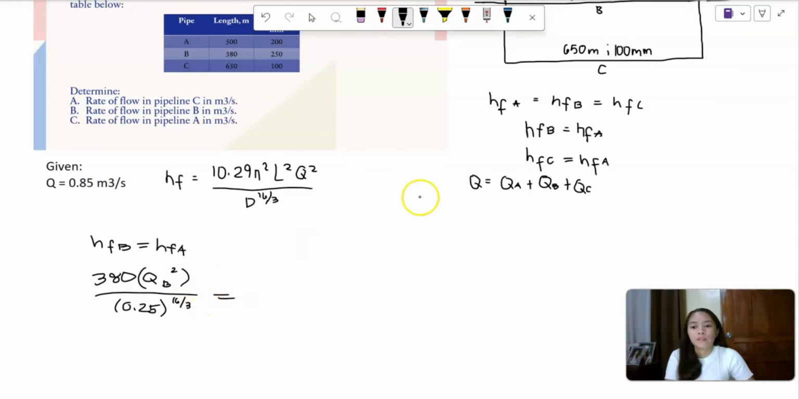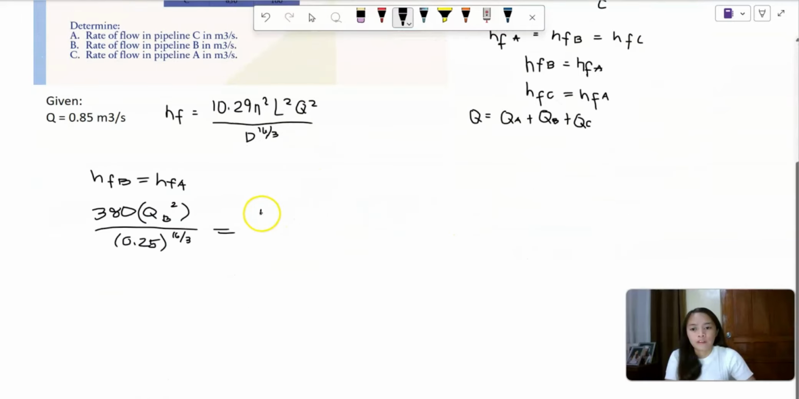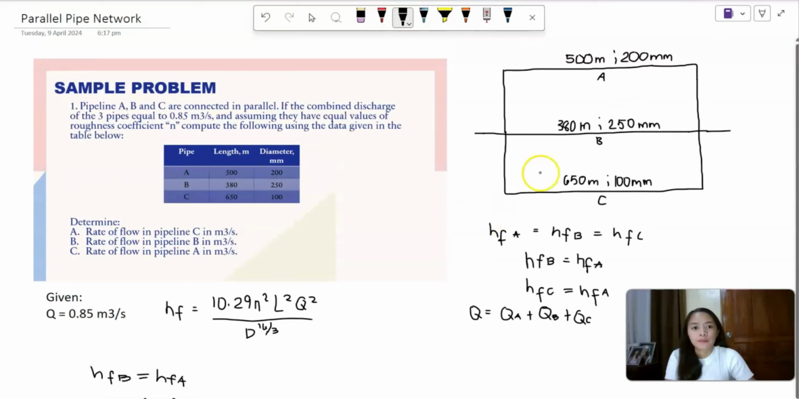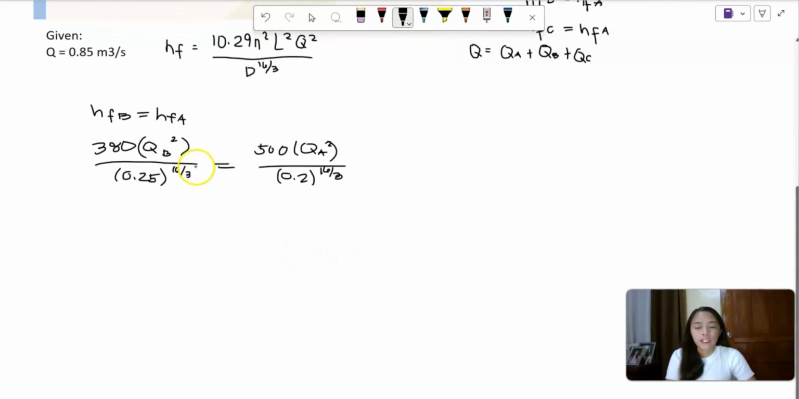For pipeline A, the length is 500 meters. So we have here 500, Q sub A squared, all over the diameter for pipeline A, which is 200 millimeters, or also equivalent to 0.2 meters, raised to 16 over 3. Here, we will cross multiply.